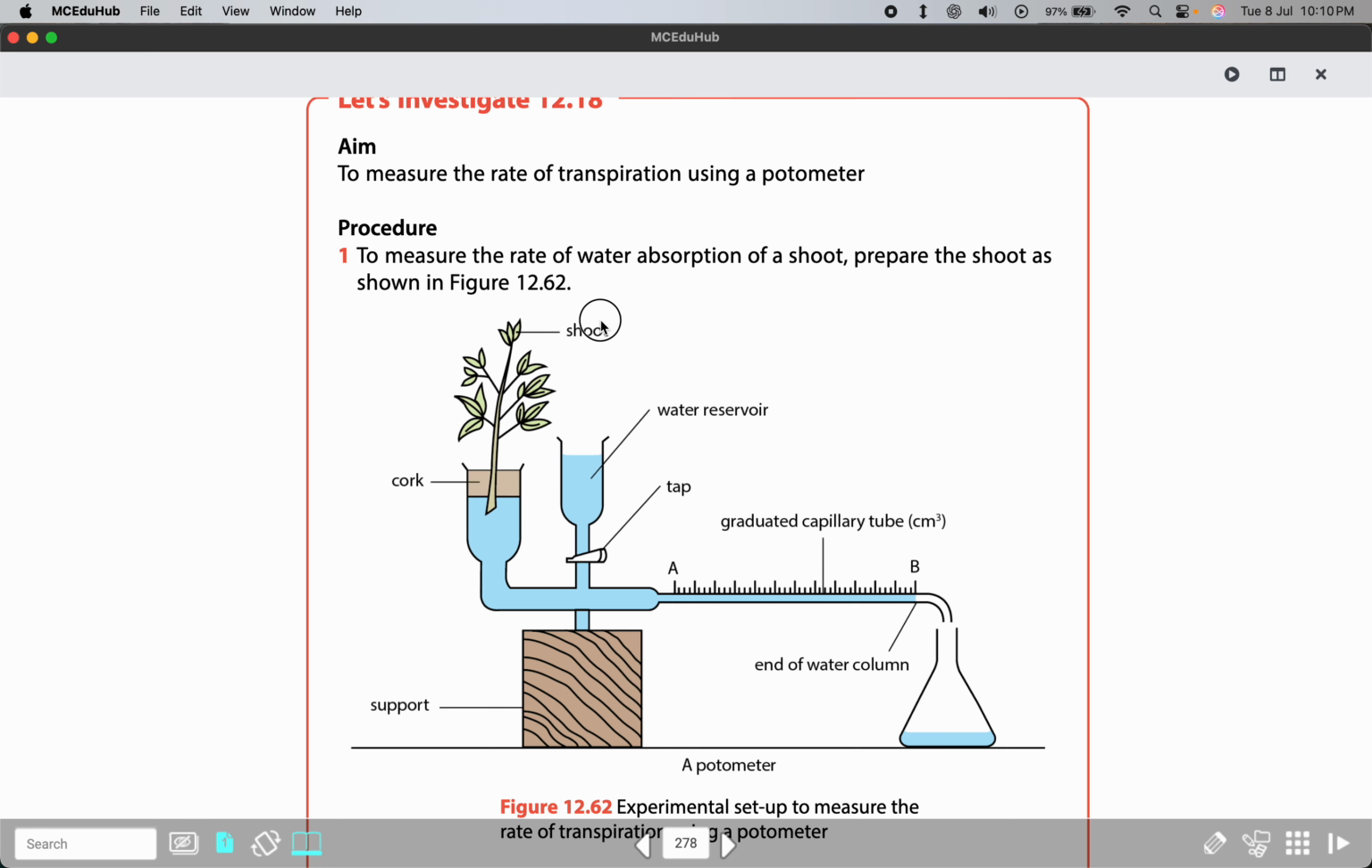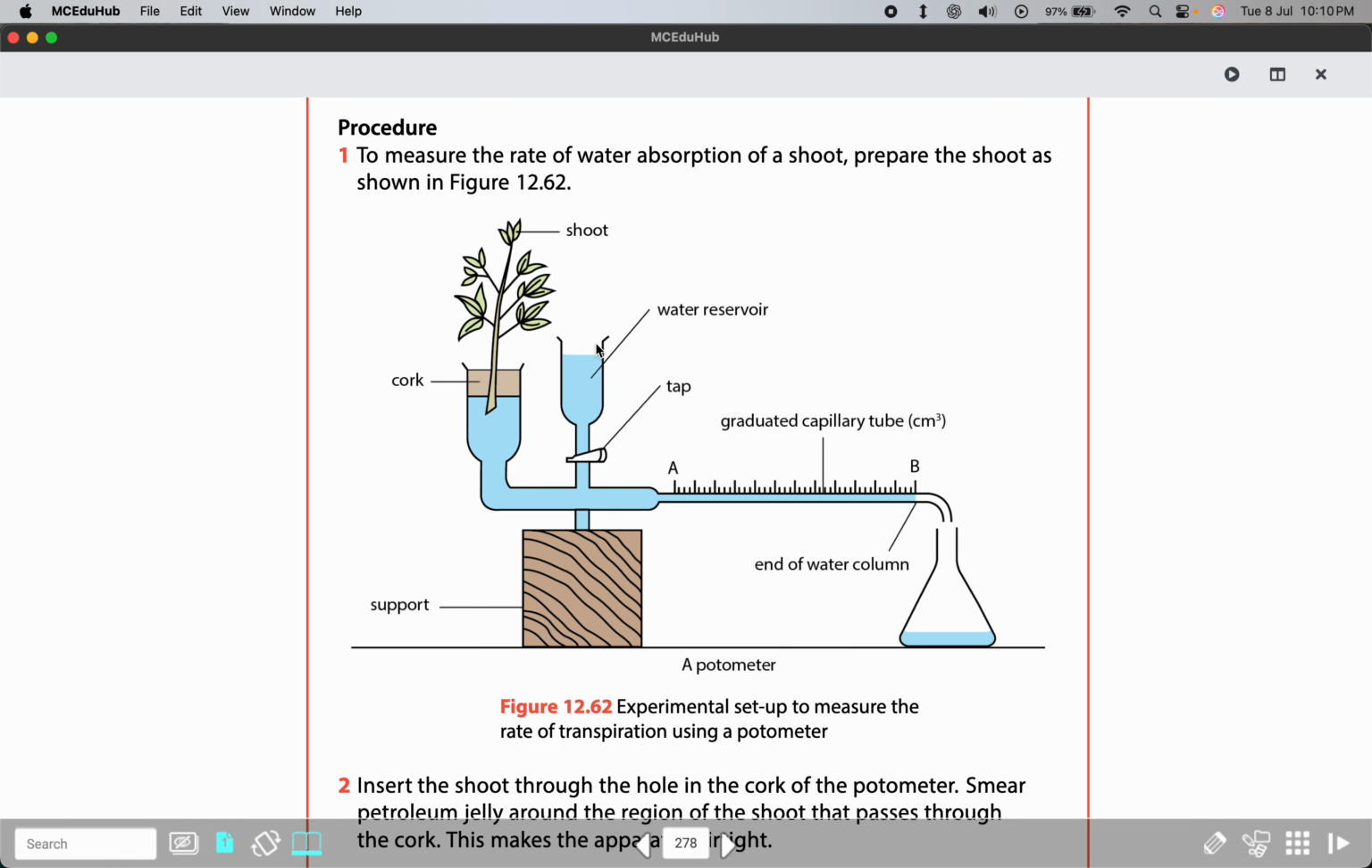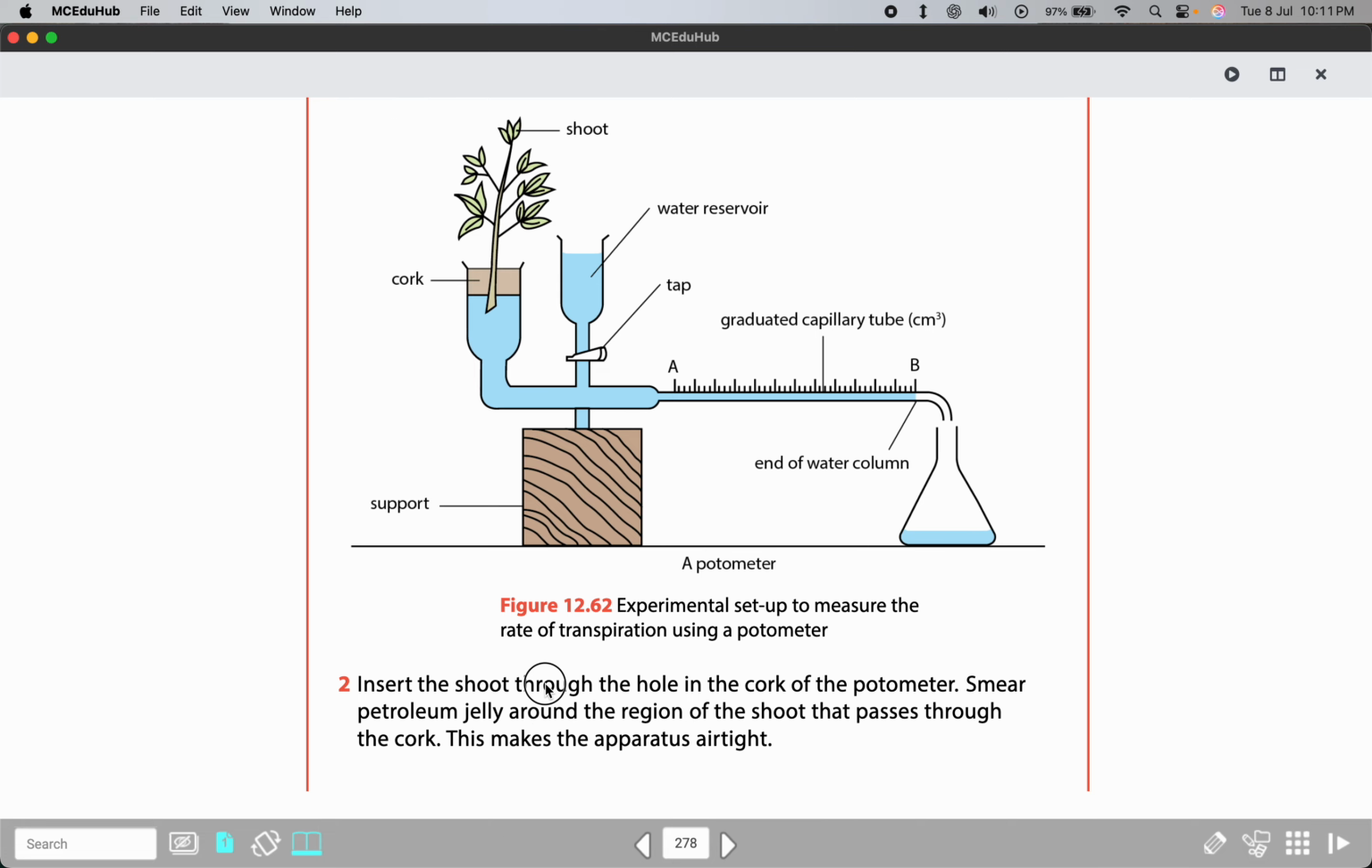Okay, so how do we use a potometer? Firstly, we have a shoot, and we put it through this cork over here into the water. Now make sure that this part is sealed very well. You can put some petroleum jelly in between these layers to seal it perfectly and prevent any evaporation. So, airtight.